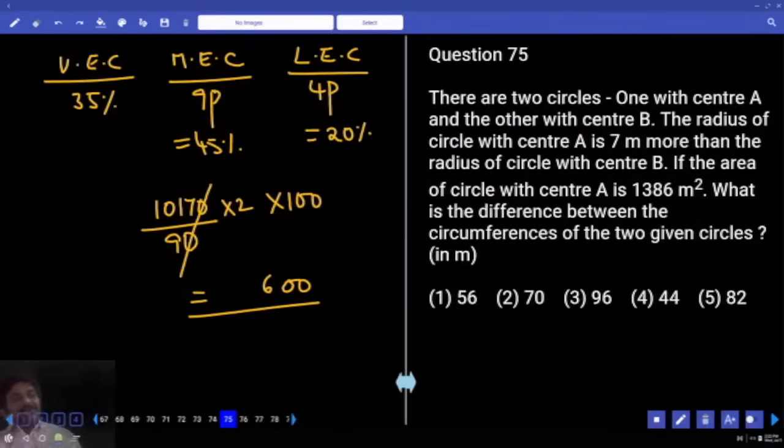There are 2 circles, one with center A and the other with center B. The radius of circle with center A is 7 meters more than radius of circle with center B. If area of the circle with center A is 1386 square meters, what is the difference between circumferences of 2 given circles?